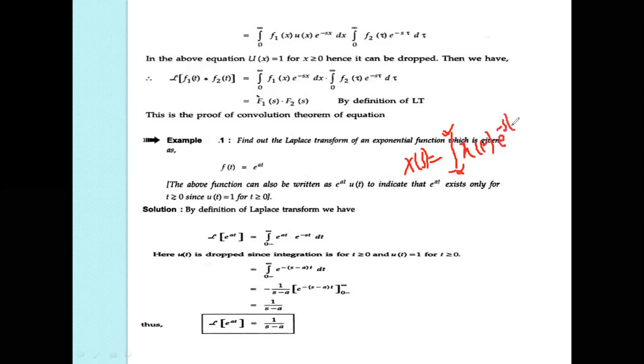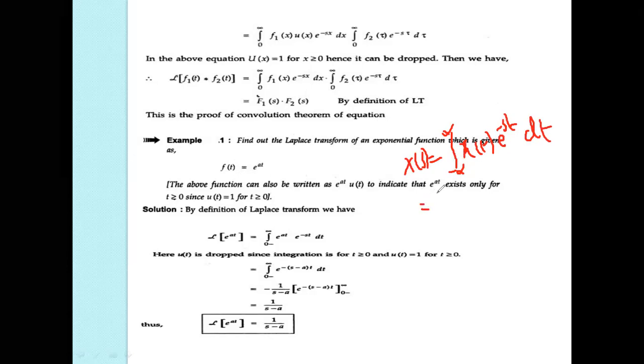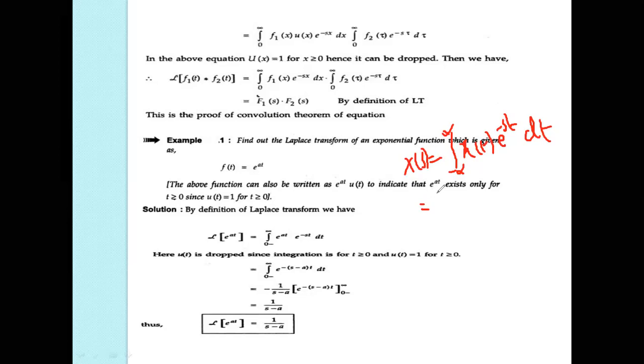According to the definition of the Laplace transformation, x of s is equal to the integral from minus infinity to infinity of x of t e power minus s t dt. We know this one. What is the given x of t? Here it is f of t, my dear students. I am using x, don't get confused, because in some textbooks they always use x. The integral from minus infinity to infinity, I'm taking x of t as e power at mu of t, e power minus s t dt.